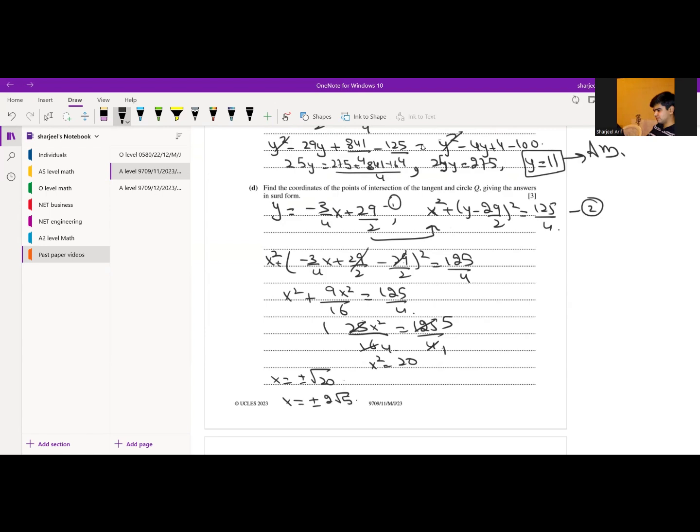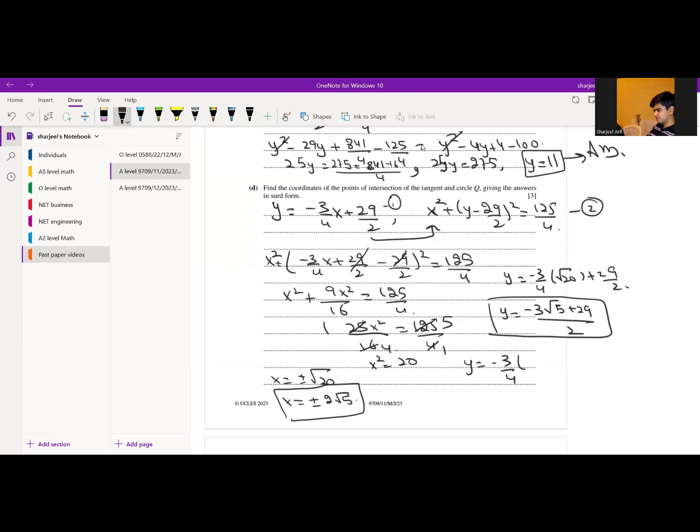Substitute the positive value of x in the equation of the tangent. You will get y equals minus 3 under root 5 plus 29 over 2. This is your answer. And for the second value, you will substitute minus under root 20 into the equation, which gives a positive value, 3 under root 5 plus 29 over 2. That would be your second answer. These are the answers.